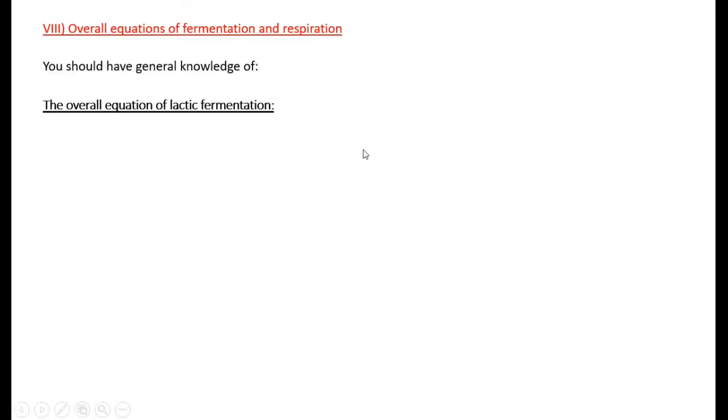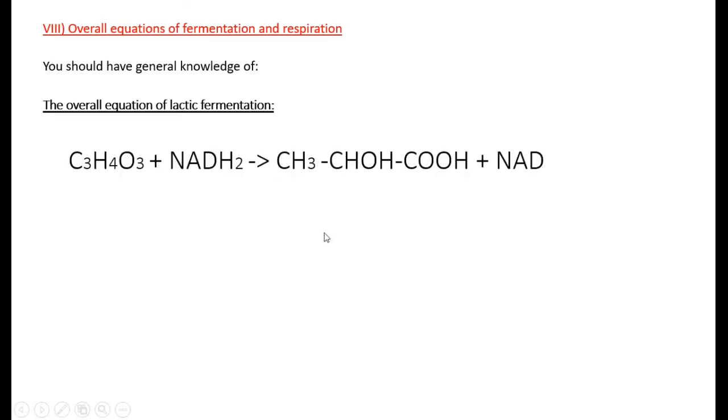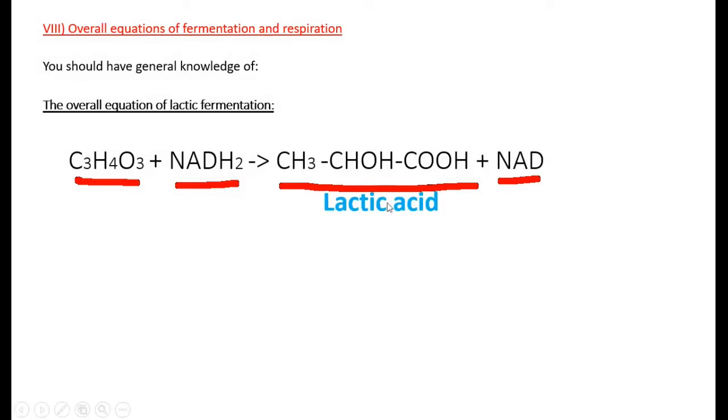We are now going to have a look at the overall equations you need to know for the baccalaureate. You can register all of these, you need to know these equations. The first one is lactic fermentation. In lactic fermentation, pyruvate and NADH2 will be transformed into lactic acid and NAD. Lactic acid, we have it here.